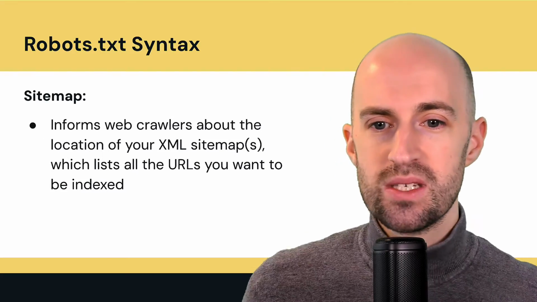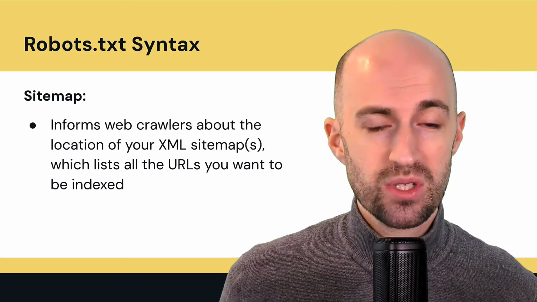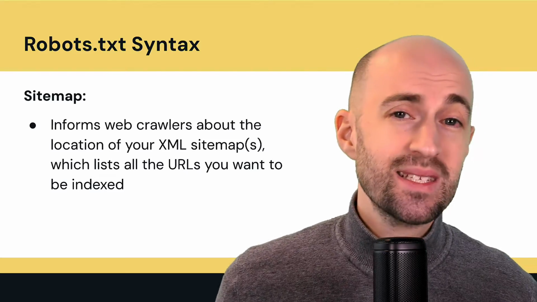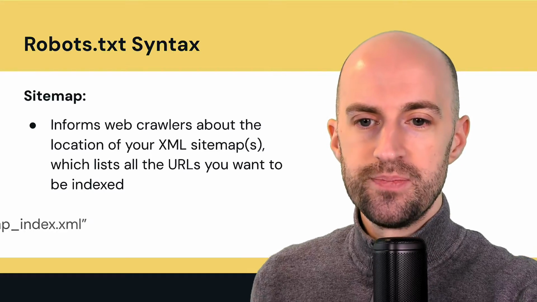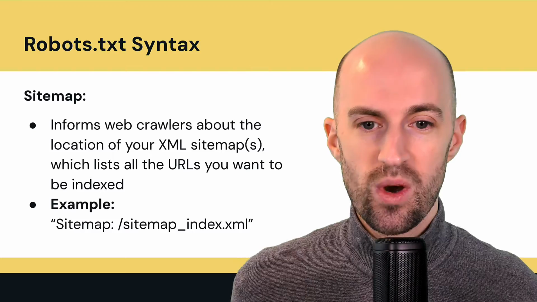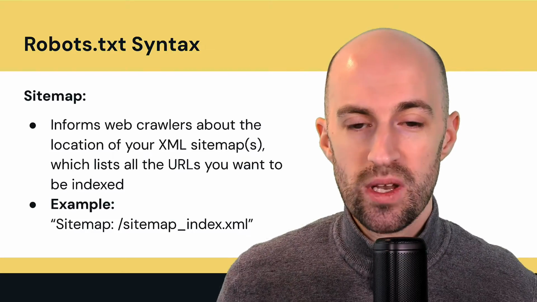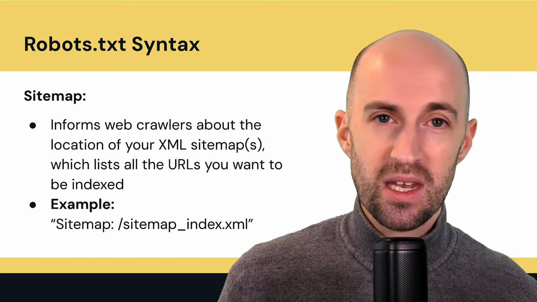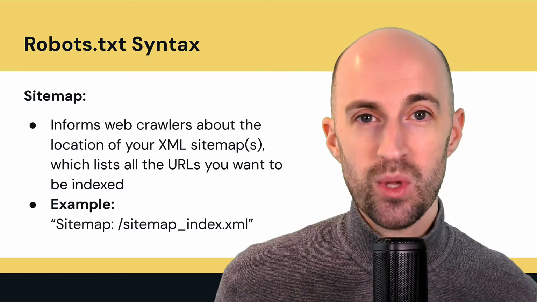Sitemap. So this informs web crawlers about the location of your XML sitemap or sitemap index files. And this lists all the URLs that you want to be indexed on that file. So for example, sitemap /sitemap_index.xml, and that basically tells Google and other search engines, here's my sitemap index file, explore it, check out the pages on there, and that will help you index my site.